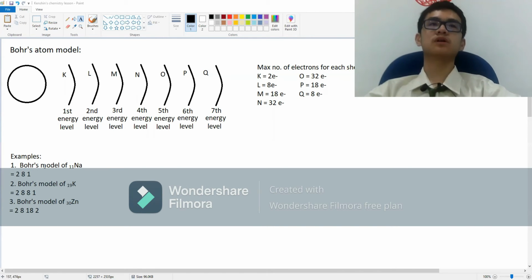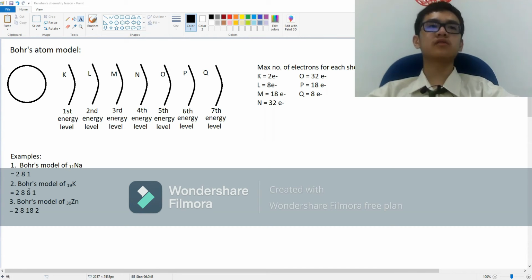So for example, let's try the Bohr's model of sodium. The atomic number is 11, so let's see. It's the first shell, 2 electrons, plus 8 electrons is 10. So 2, 8. That's the maximum number of electrons for K and L. It's 2, 8, and 1. Add all 3 of these together and you get the atomic number. So that's pretty much the gist of it.